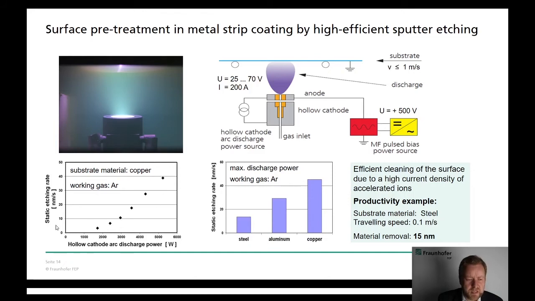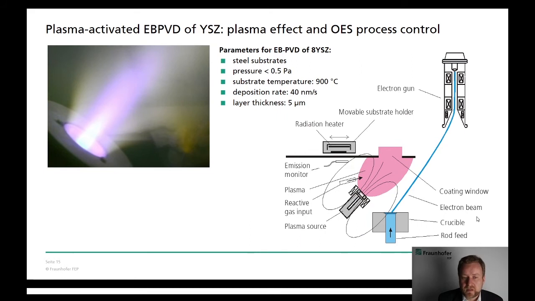We see that the etching rate can be increased by the hollow-cathode discharge power, and the saturation has not been reached here. We could reach etching rates up to 15 nanometers per second, which of course depends on the material being cleaned. And so it's possible to clean substrates in an inline machine quite efficiently. Okay, and after cleaning, we can start the plasma-activated deposition process.